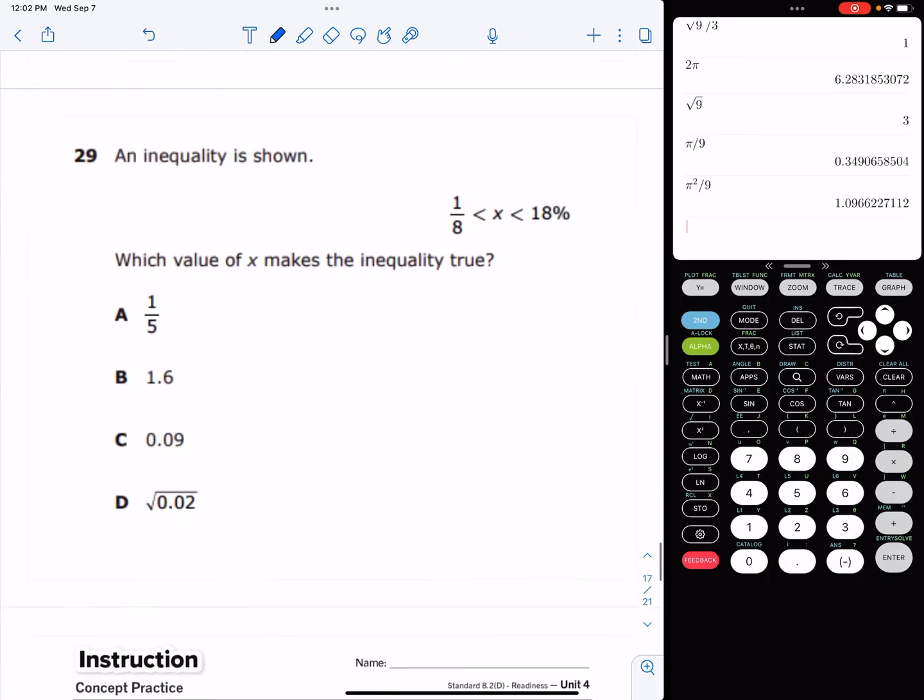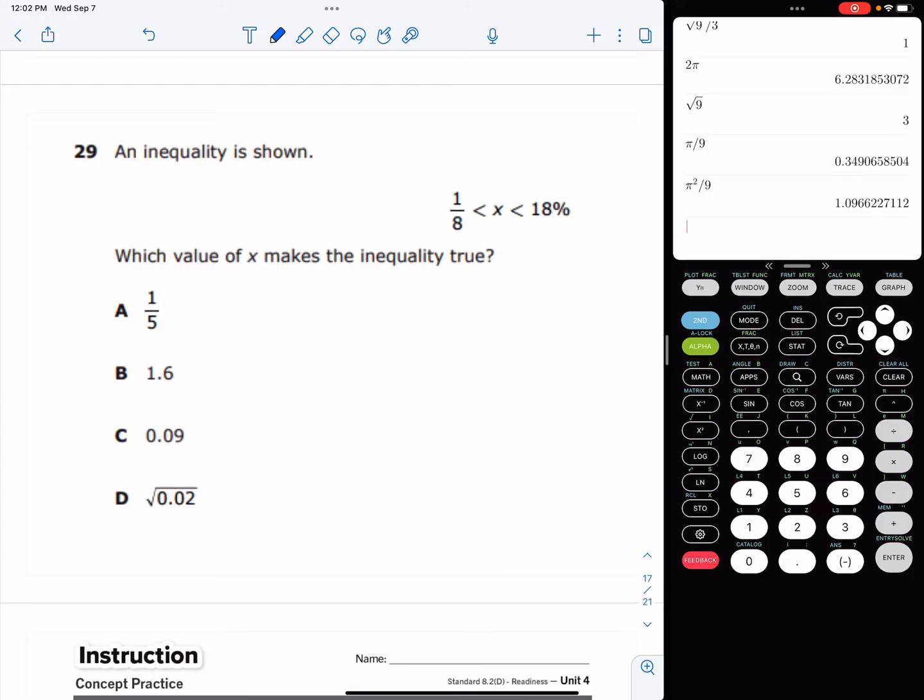So what this basically means, it says which value of x makes the inequality true. Well, what we have here is we've got 1/8, and we've got 18%, and we're trying to find a number that's in between that. That's what that notation means. So the first thing we do is we change 1/8 into a decimal. So we know that's going to be 0.125. And we know 18%, if I find the decimal, it's here at the end. I move it over. I know this one is 0.18. And if we look at it in terms of the same length, it's 0.180 and 0.125. I'm trying to figure out which one of these numbers here is in between that.